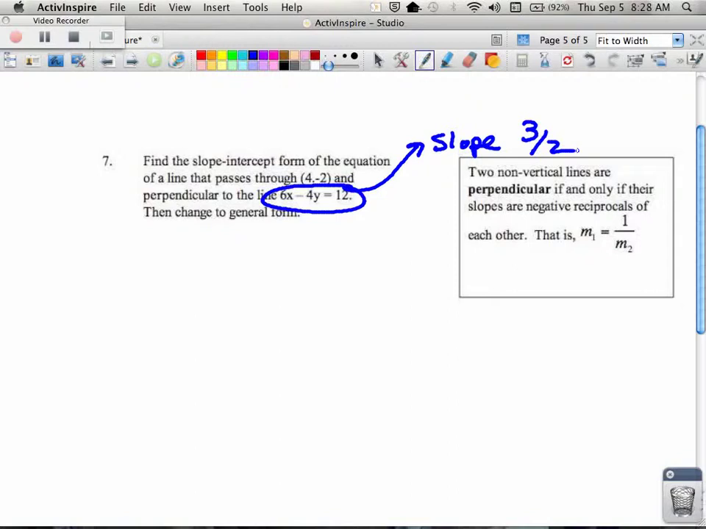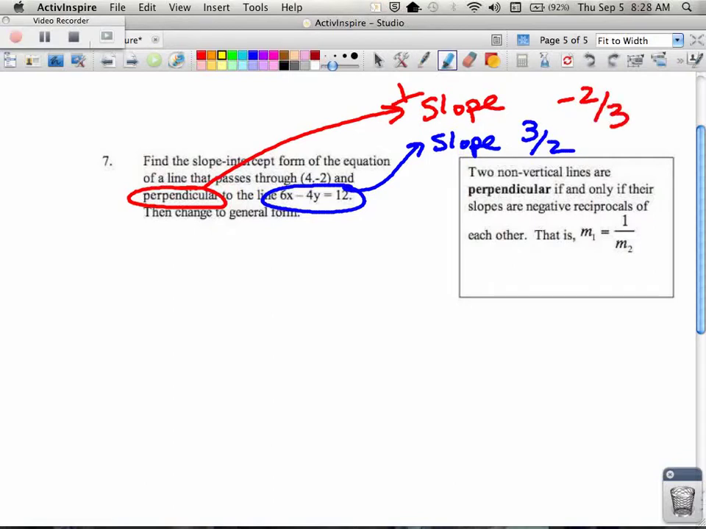That's it. The reason I care about that is when I talk about the perpendicular slope, which is what I want, that means the perpendicular slope is when I flip the fraction and change the sign. Flip the fraction, change the sign. That means the slope that I want for the perpendicular one is -2/3. This is the important slope.